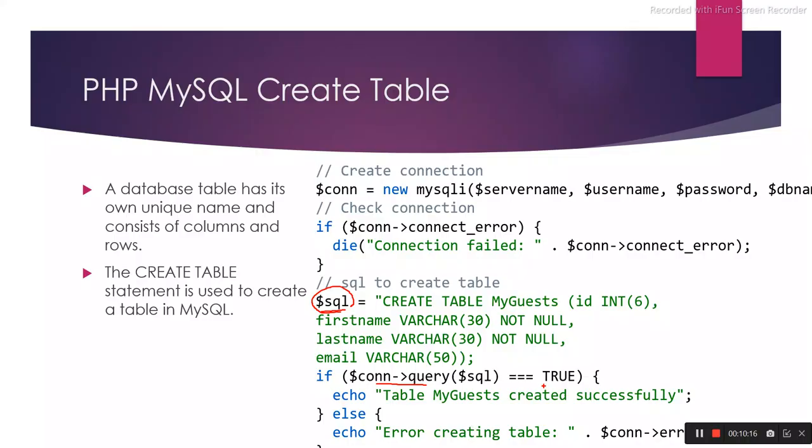If it is executed successfully, it will return true. Then it will print table my guest is created successfully, or otherwise it will give you an error. It will print the connection.error message. Now you may wonder that there is a triple equal to. You can give double equal to or triple equal to. That's not an issue. Triple equal to has a special function here. Actually it is comparing the format as well as the value. So you don't need to worry about that. You can give a double equal to also.